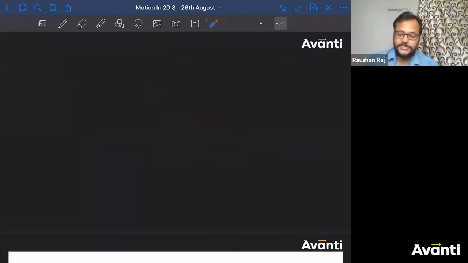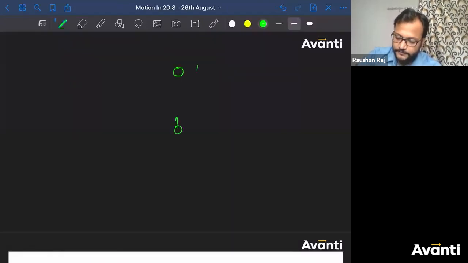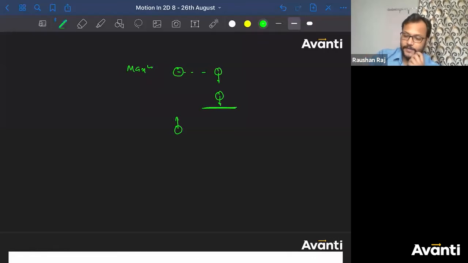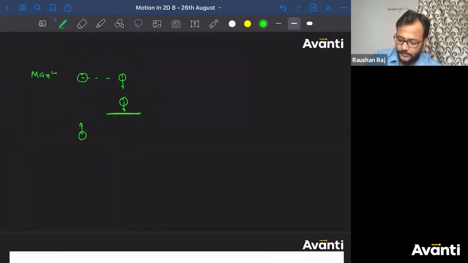See, there are two conditions that are possible here. The ball is moving in the upward direction. The ball has moved to the maximum height. And while coming back, it has met the lift. This is one condition, or case one.